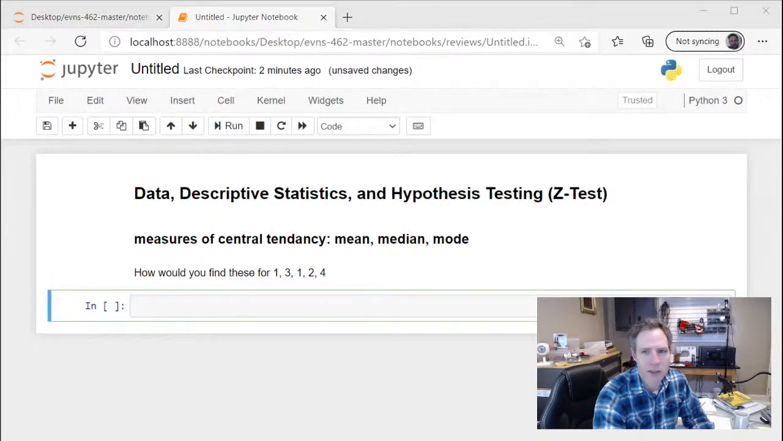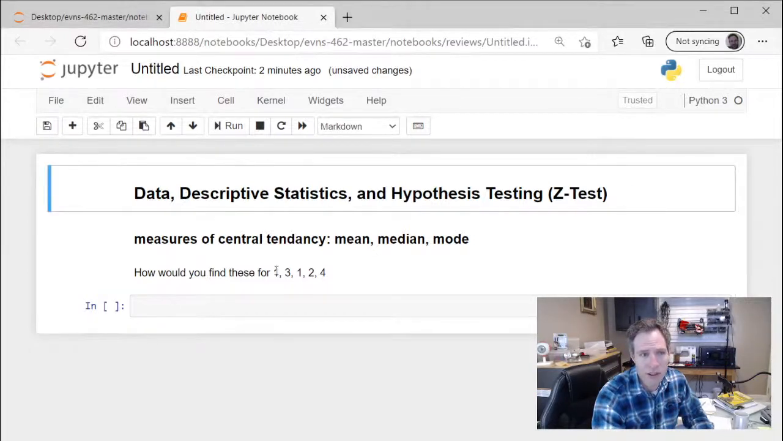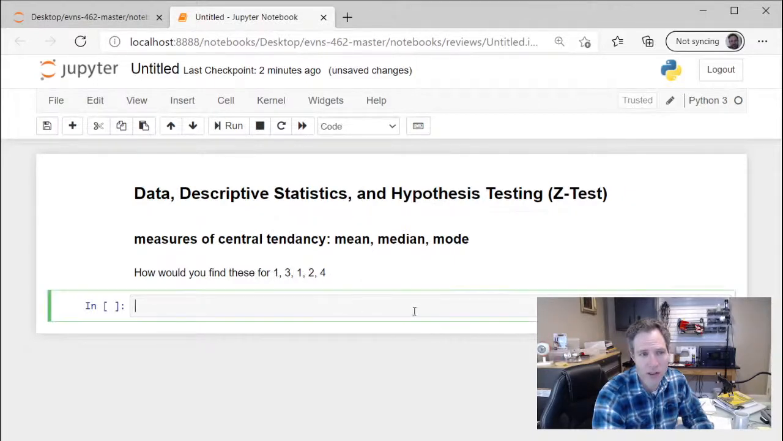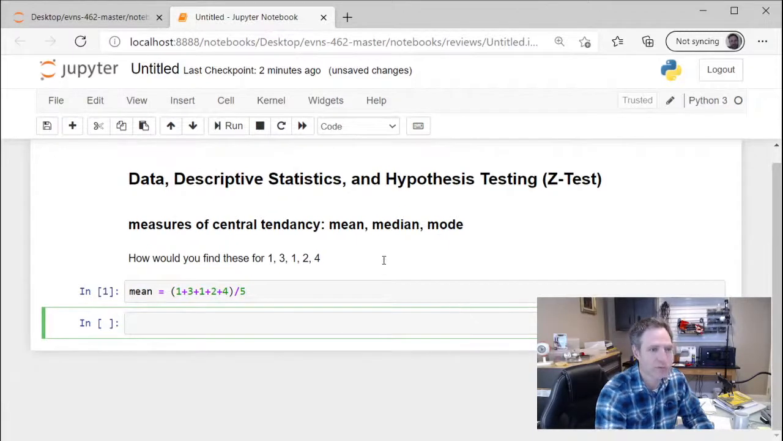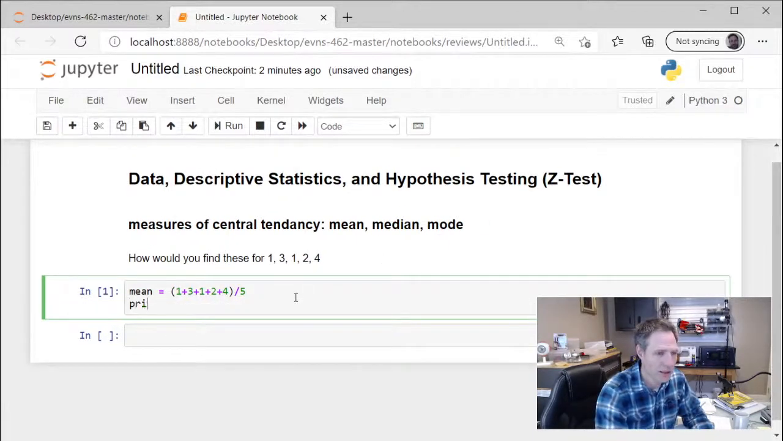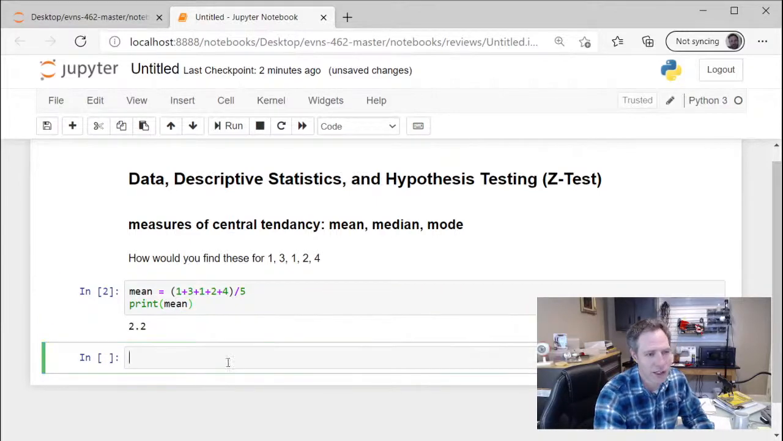And the answer is, well, if you're finding mean, you add those numbers together and you divide by how many data points you have: 1, 2, 3, 4, 5. Okay. For the median, you would sort them in order. So the mean would equal 1 plus 2 plus 3 plus 1 plus 2 plus 4 divided by 5. And let's print that out there. Okay.